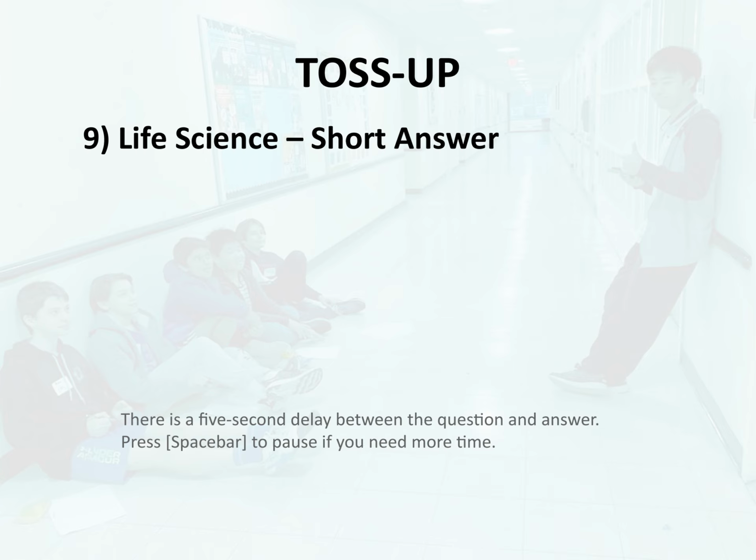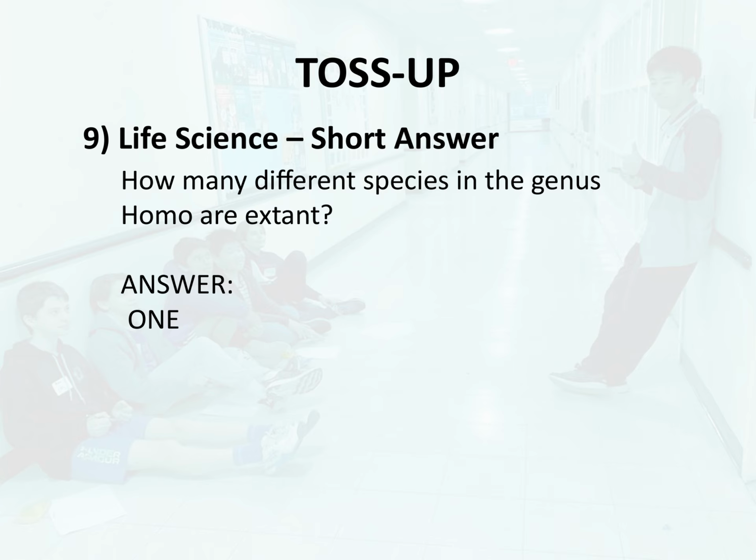Toss-up 9. Life science, short answer. How many different species in the genus Homo are extant? Answer: 1.